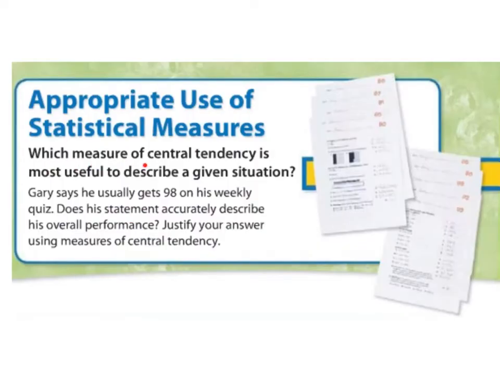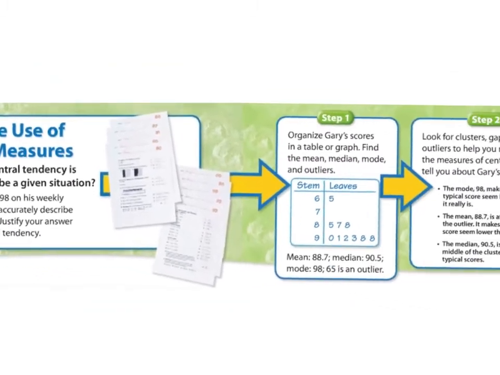Alright, so which measure of central tendency, mean or median, is most useful to describe a given situation? Gary says he usually gets 98 on his weekly quiz. Does his statement accurately describe his overall performance? We're about to show you some scores. Justify your answer using measures of central tendency. Now let's see what Gary's scores are if he usually gets a 98.